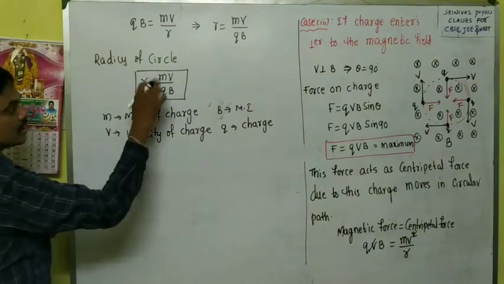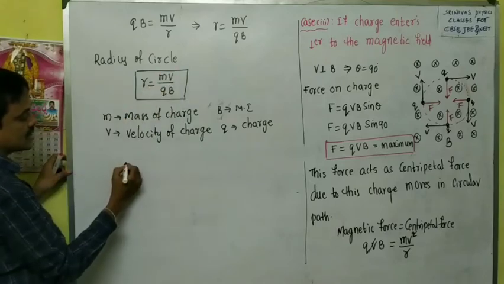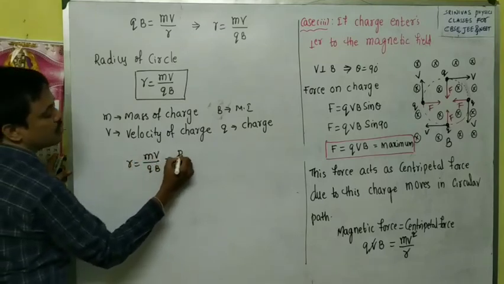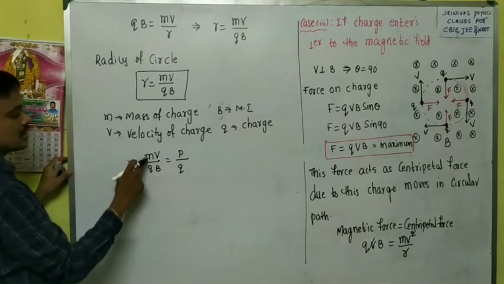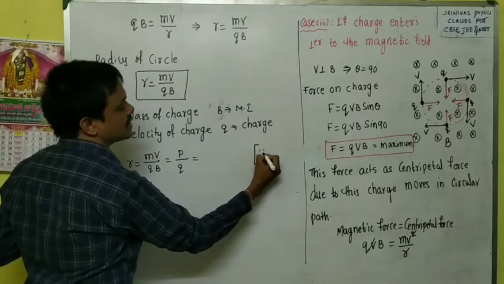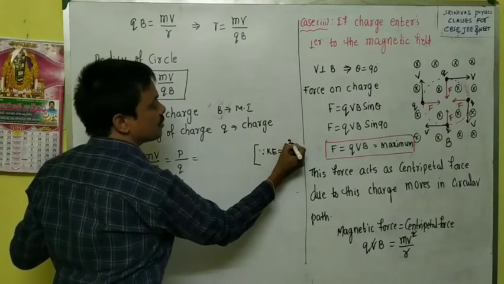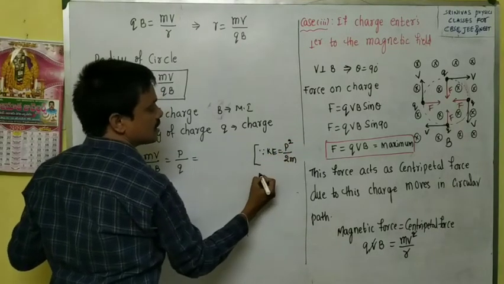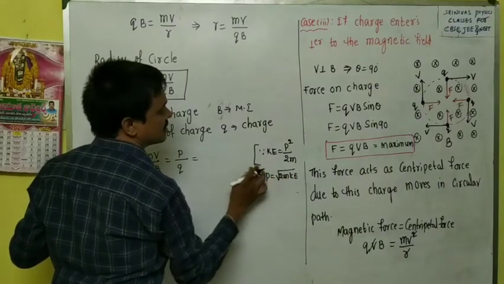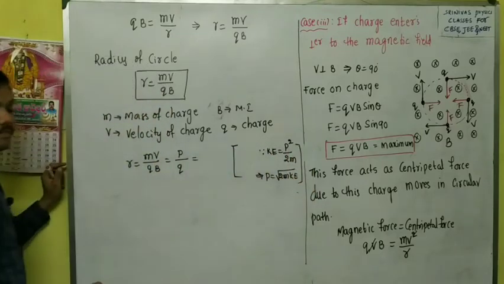If you want the radius formula in terms of the kinetic energy of the charge, we know that r is equal to mv by qb. This we write as p by qb, because mv, mass into velocity, is the momentum. The momentum formula we know from the basics: kinetic energy is equal to p square by 2m. From this, we write p as under root 2m KE.